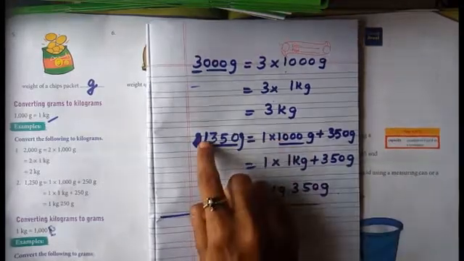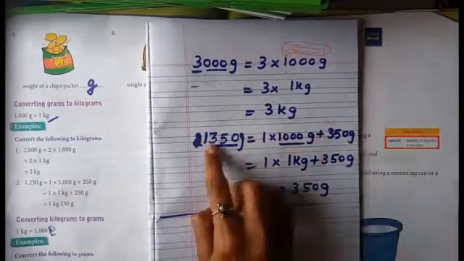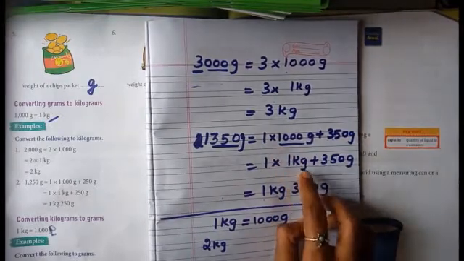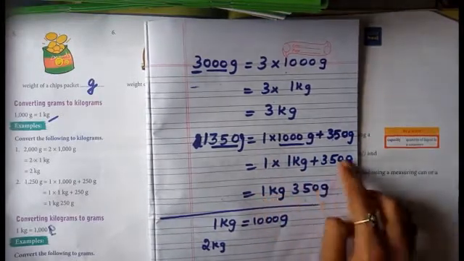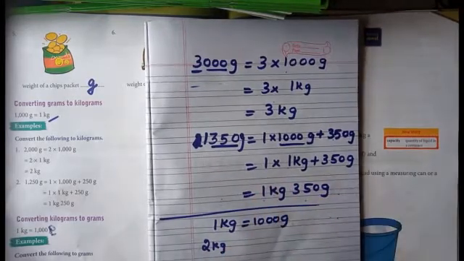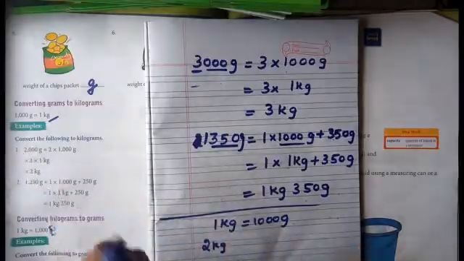See, 1 into 1000 gram plus this 350 you have to add. So 1000 grams equal to what? 1 kilogram. So 1 into 1 kilogram. Then you have to add 350. So total you have to write like this. Okay, this is gram into kilogram.